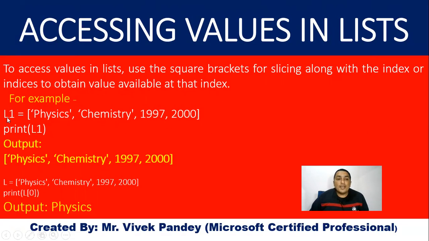See, in this example, the list name is L1 and the elements of the list are physics, chemistry, 1997 and 2000. If we print L1, the complete list will be printed on your screen, and if we print L1 of 0, the element present at index 0 will be printed on your screen. As you know, the element present at index 0 is physics, so physics will be printed on your computer screen.